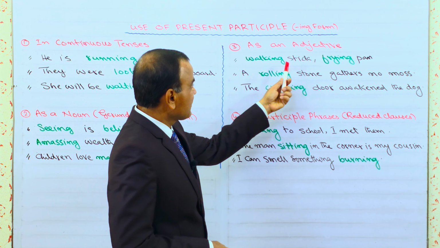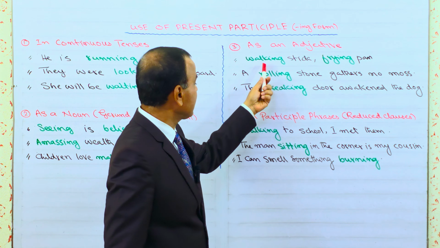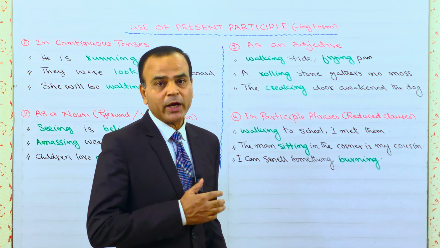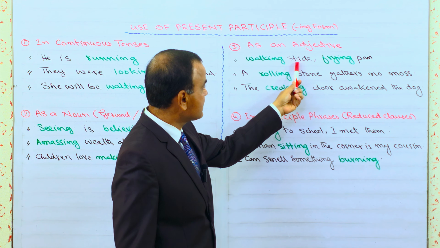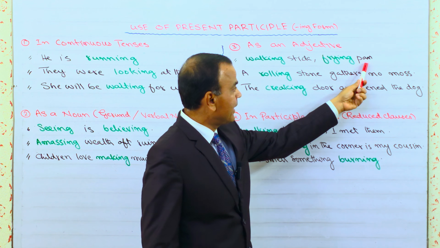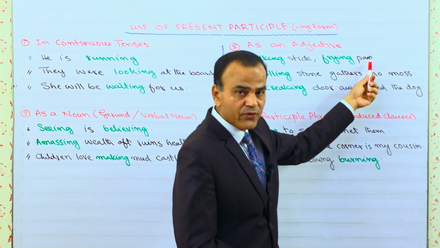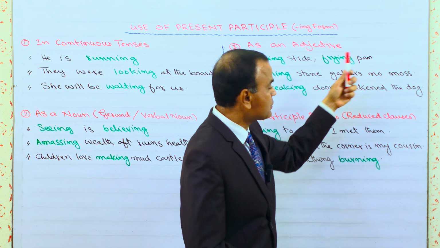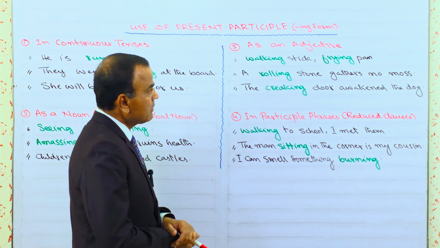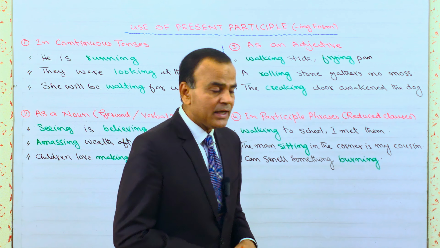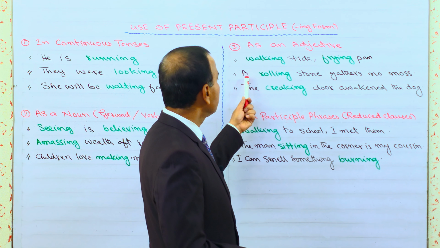Like walking stick. What kind of stick? Walking stick. That is used for walking. So here, walking qualifies the word stick. Frying pan. What kind of utensil? That is used for frying. So frying here is qualifying the word pan. So these are the examples in phrases. Let's also have some examples in sentences.